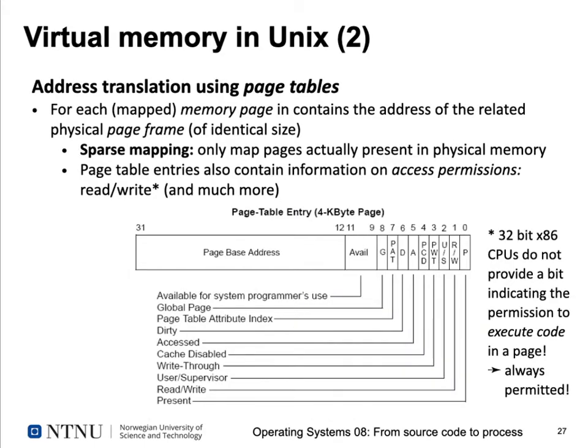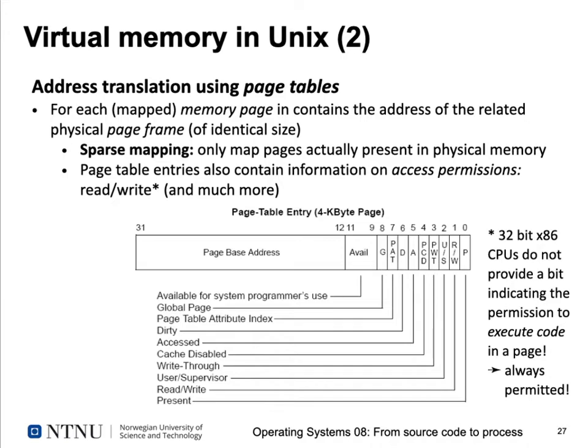In order to enable this address translation, the MMU uses so-called page tables. So page tables are tables in RAM. And for each memory page that actually has a valid mapping, the page table contains the address of the related physical page frame, which has, as we've seen, the identical size. So each process has its own page table, which is kept in memory. And in order to keep the size of the page table small, because very few processes really make use of the whole 4 gigabytes of address space on a 32-bit system, for example, we use a sparse mapping. So we only map pages that are actually present in physical memory. And this means for all the other pages, we don't need to provide an entry. Page table entries also contain information on access permissions, like read and write and many more.